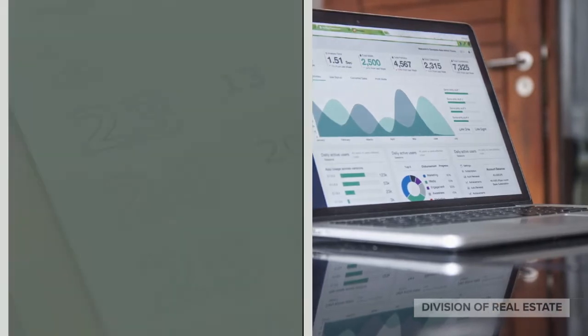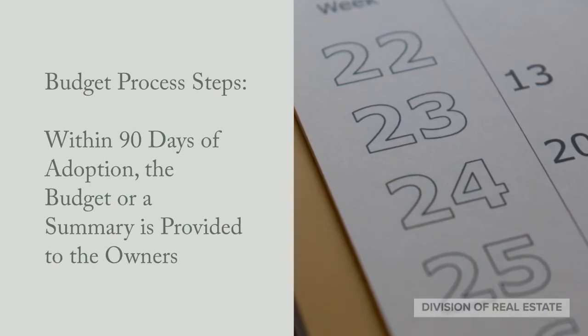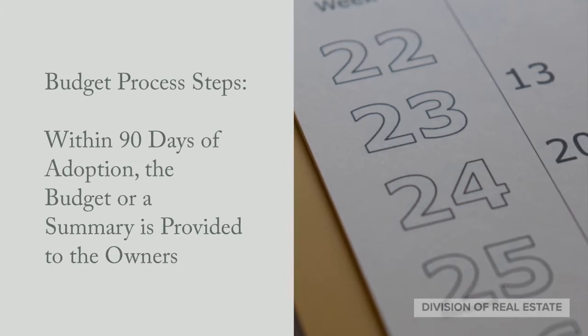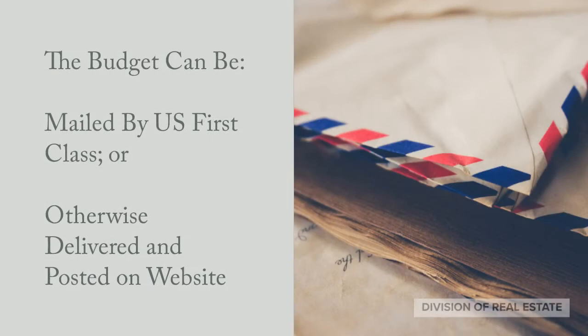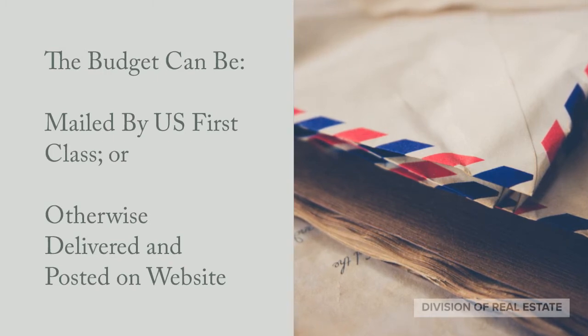Within 90 days of the Board of Directors approving the budget, a summary of the budget or the complete budget must be mailed or otherwise delivered to the homeowners. If mailing, use ordinary U.S. first-class mail. If otherwise delivered, then the association would also need to post the budget or its summary on the association's website.